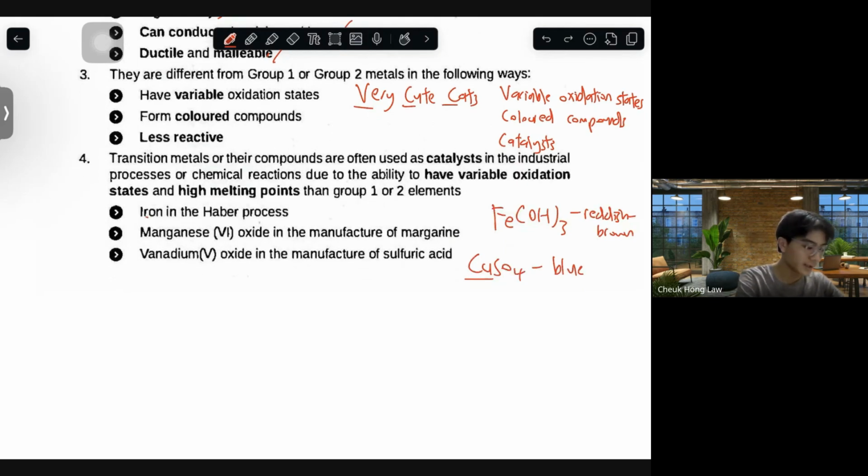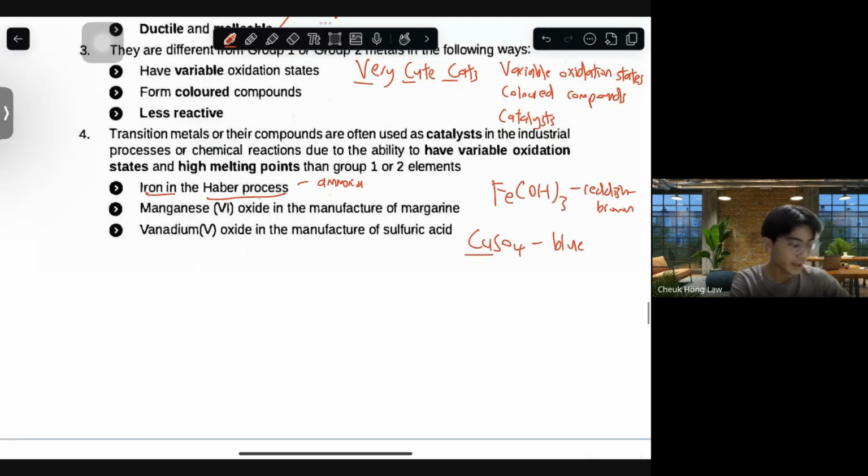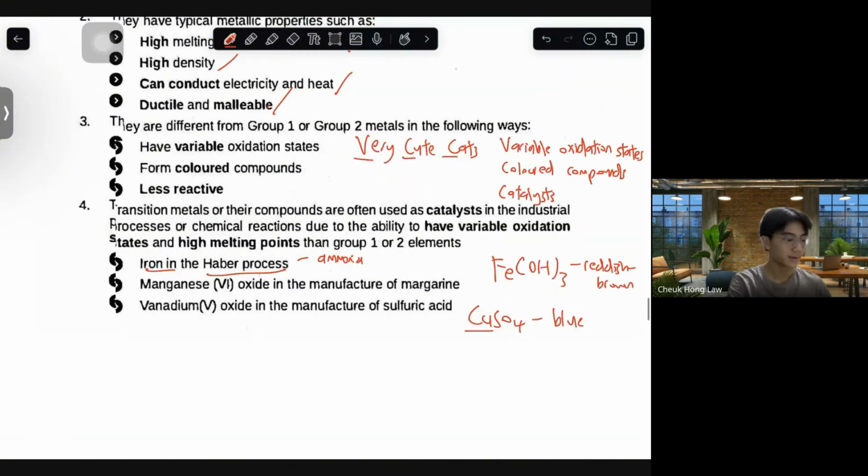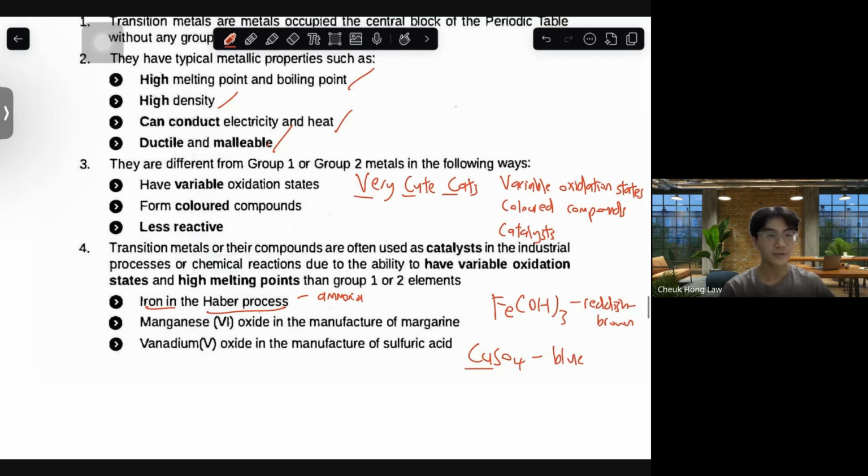You have iron in the Haber process. Okay, this is the process of making ammonia. You have manganese(IV) oxide in the manufacture of margarine, and you have vanadium(V) oxide in the manufacture of sulfuric acid. Okay. So the main point is transition metals have variable oxidation states, form colored compounds, and can be used as catalysts. Okay, and they are also less reactive than other metals.